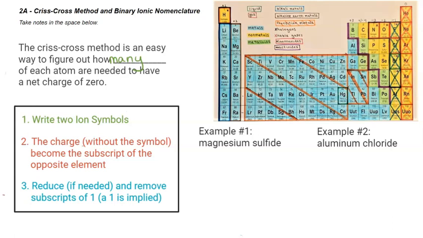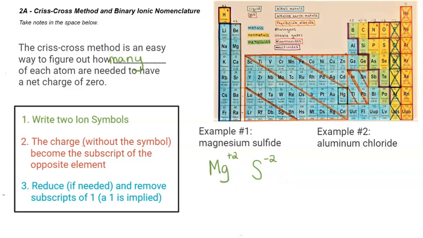The first step is to write out the 2 ion symbols. So we'll take example 1 here. The 2 ion symbols for magnesium sulfide would be the ion magnesium and the ion sulfur. So we will start by writing out those 2 symbols. Magnesium, if we take a look at our periodic table, is in the +2 column. So magnesium's ion symbol is Mg with the +2 at the top as the superscript. And then sulfide is in the -2 column. So sulfur's ion symbol is S with a -2 as the superscript.